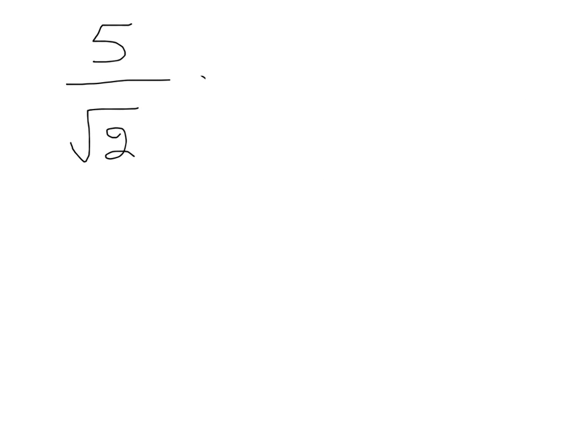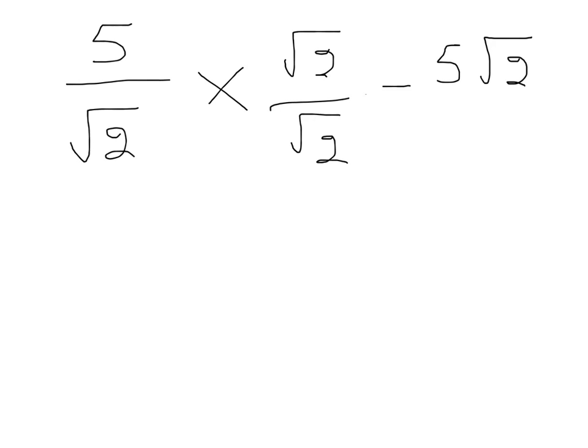Here's another example. This time we're going to multiply by the square root of 2 over the square root of 2. So 5 times root 2 is 5 root 2. Root 2 times root 2 is simply 2.